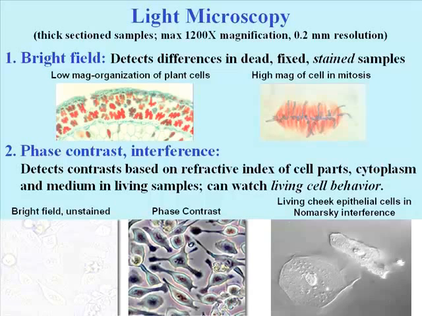But it's our ability to look at living cells by phase contrast or interference microscopy through which we can see how cells behave, how they move, and how they respond to stimuli. That is the true strength of phase contrast and interference microscopy.